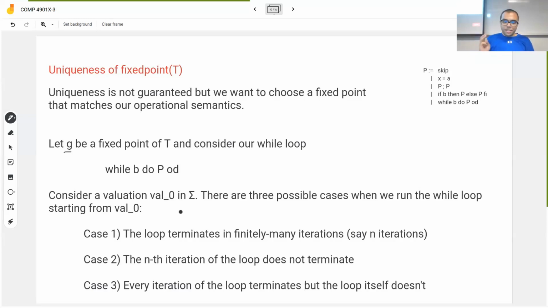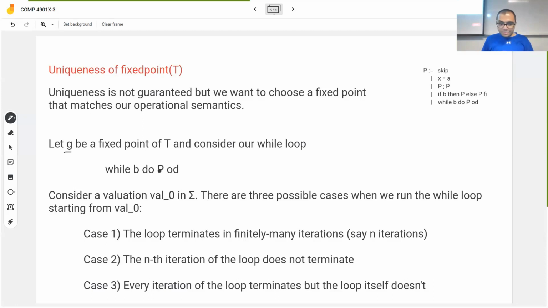Okay, so there are three cases. The first case is that my loop actually terminates. This means that my loop goes through a finite number of iterations. I can give it a name. I can say it goes through n iterations, and then it terminates. That's my first case. My second case is that my loop goes through a bunch of iterations, and then at some point, one of my iterations does not terminate. Okay, so maybe inside this function p, I have another while loop, and then that internal while loop does not terminate, which would make the entire program not terminate as well.